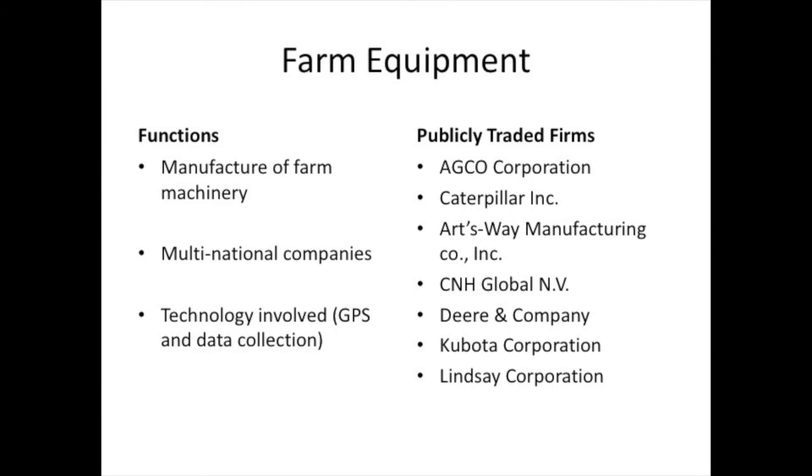Finally, farm equipment manufacturers make farm equipment. These again are multinational companies. Some of the new technologies that we're seeing introduced are GPS and data collection. You again see a list of publicly traded companies over to the right. The two big ones for Midwest agriculture are Deere and CNH, followed by AGCO.